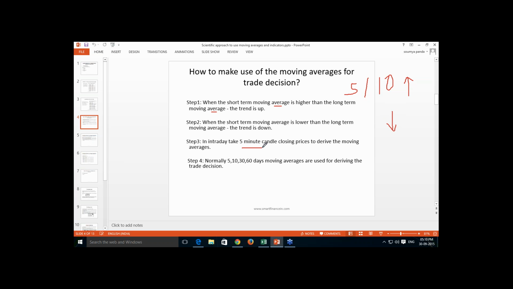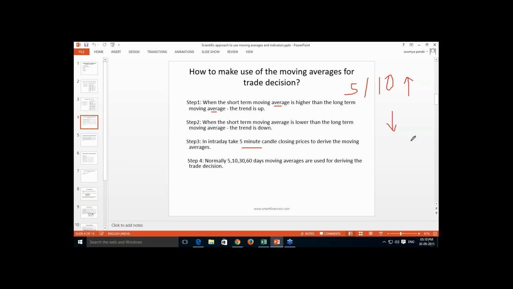And for short-term positional trades, we take 5 days and 10 days, or 10 days and 30 days, or 30 days and 60 days, or 1 month and 2 months. These are the periods we normally take to derive the trend or trade decisions as a positional trader. And this is about the exponential and simple moving average.